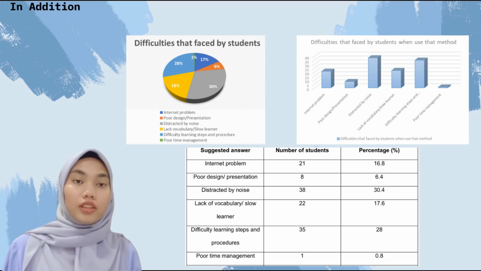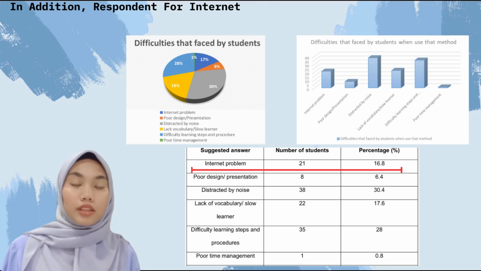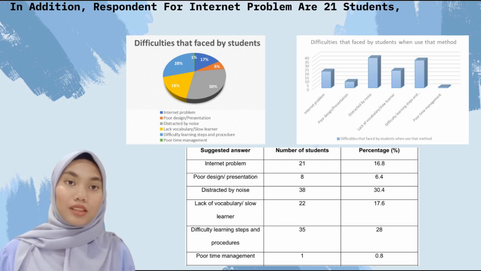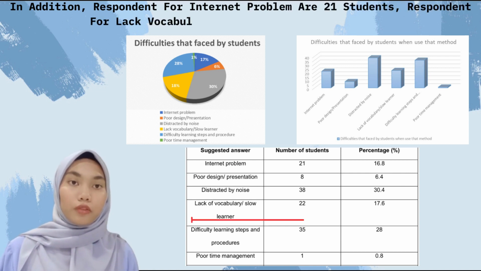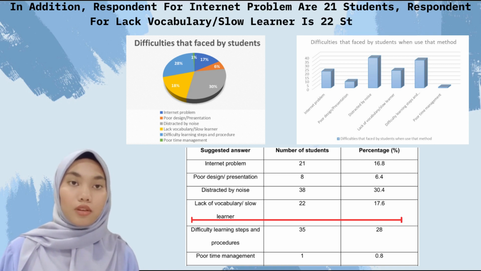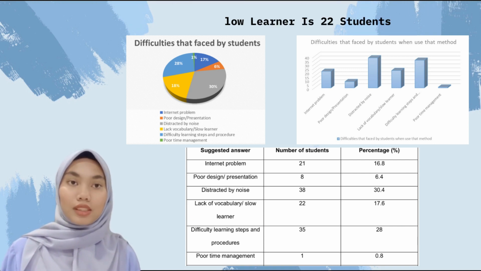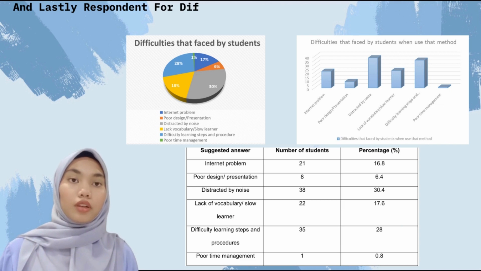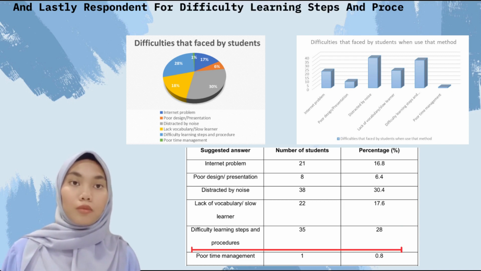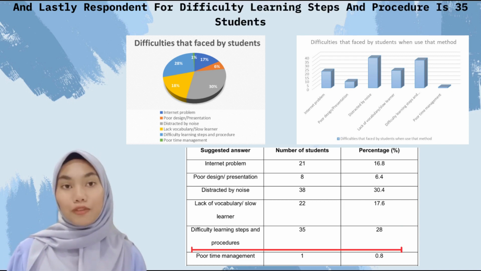In addition, respondent for internet problem is 21 students. Respondent for lab vocabulary or slow learner is 22 students. Respondent for difficulty of learning step of procedures is 35 students.